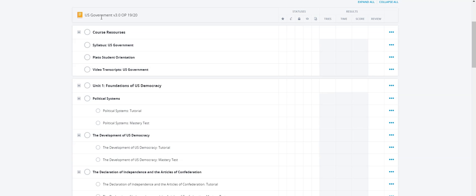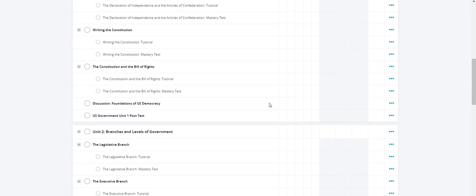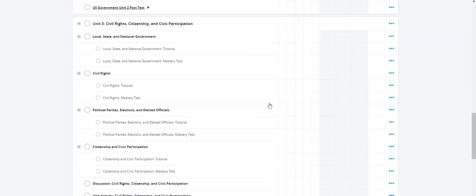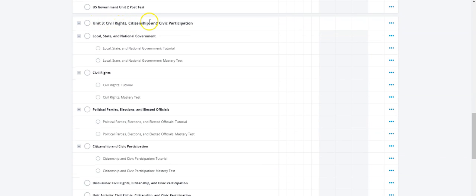Today we're looking at United States government, U.S. government, and we are doing Unit 3, Civil Rights, Citizenship, and Civic Participation, and we're focusing specifically on political parties, elections, and elected officials tutorial.